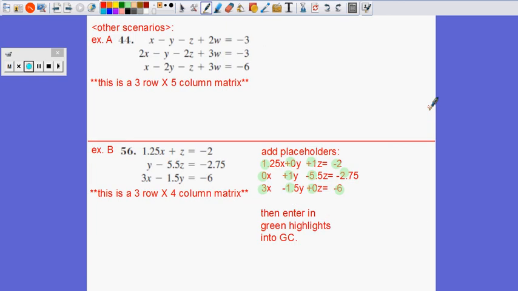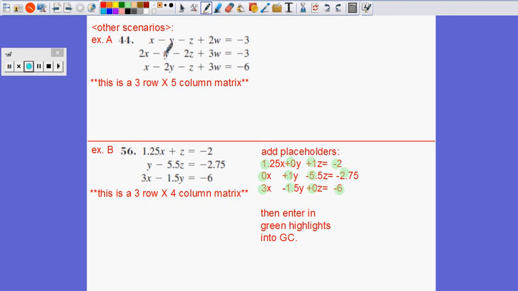Now, moving onwards. The previous three examples, you have a 3-row by 4-column matrix. In this case here, you have a 3-row by 5-column matrix. So I just want to plant the seed in your head that it's not always 3 by 4. It can be anything. It can be 3 by 5 in this case. It can be 2 by 3, 2 by 4. You just have to count out the rows.